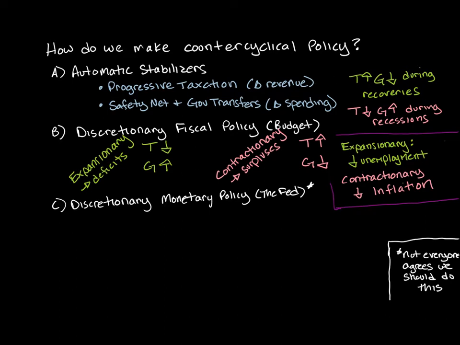Last but certainly not least, we have discretionary monetary policy, which is the countercyclical policy that's made by the Federal Reserve, specifically the Fed's Open Market Committee. What you'll see here is essentially an attempt to back up discretionary fiscal policy, but through slightly different means. Whereas fiscal policy deals with the budget and budget deficits and budget surpluses, discretionary monetary policy attempts to move the economy through changes in interest rates.